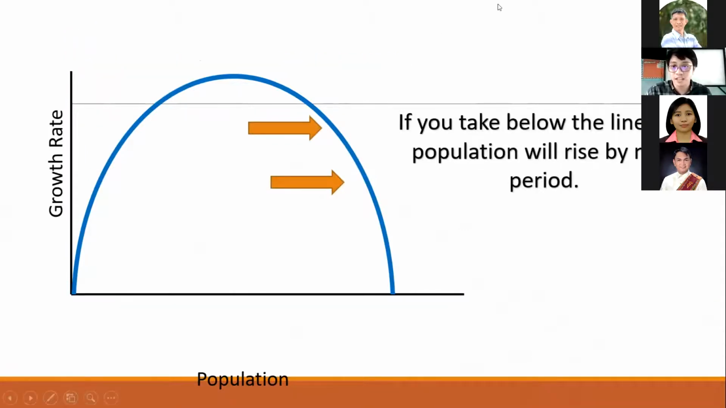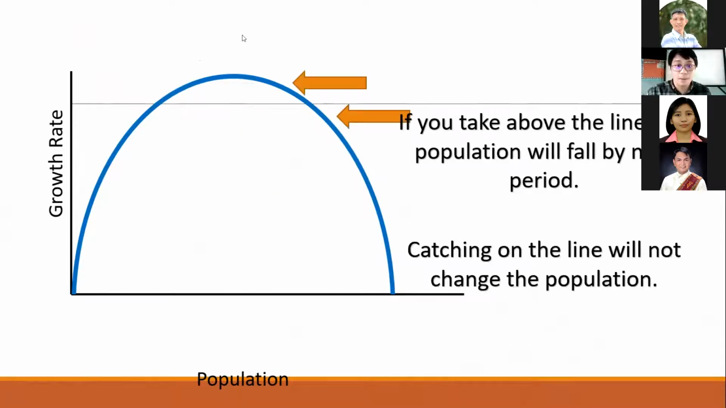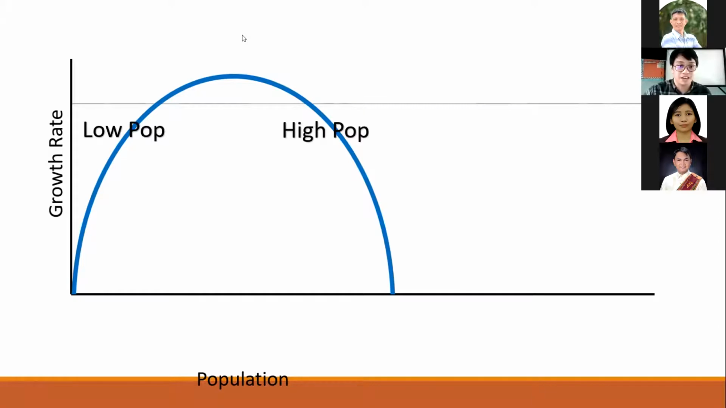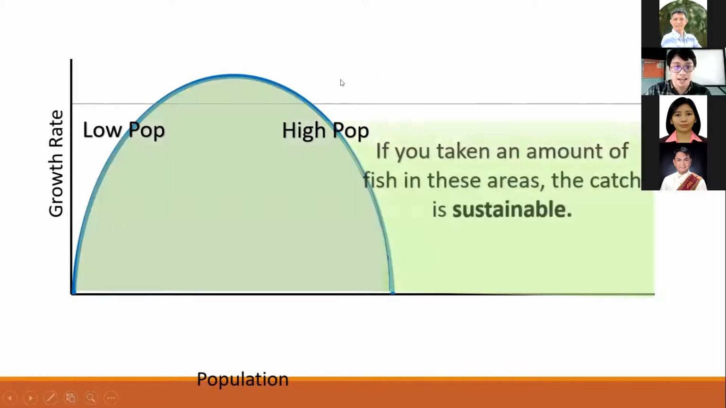Therefore, on the left side of our graph, if you take below the line, the population will rise by the next period. So we must be doing the fishing activities below that line, before the MSY. On the other hand, if you take above the line, the population will fall by the next period. And inside of our line is the sustainable one. Those are the sustainable practices. That's our aim, having sustainability.